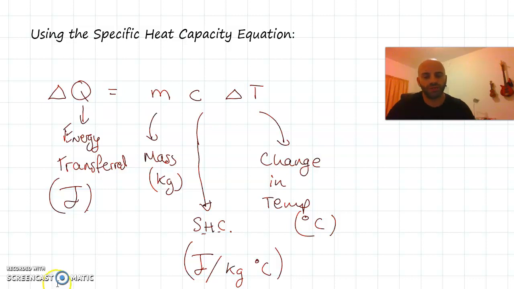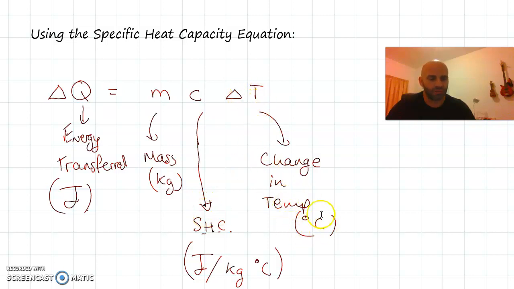Okay, so this is just a short video on how to use the specific heat capacity equation. We've got delta Q, which is energy transferred, which is going to be measured in joules, M, which is mass, so even if it's given to you in grams, you still have to convert it to kgs. Then we've got specific heat capacity, and then we've got the change in temperature.